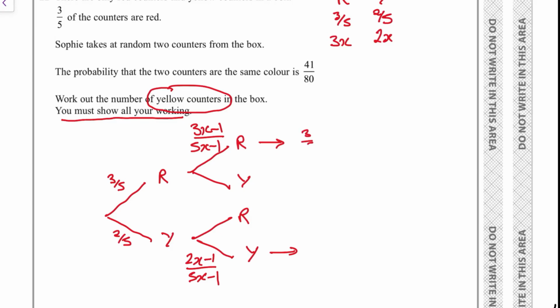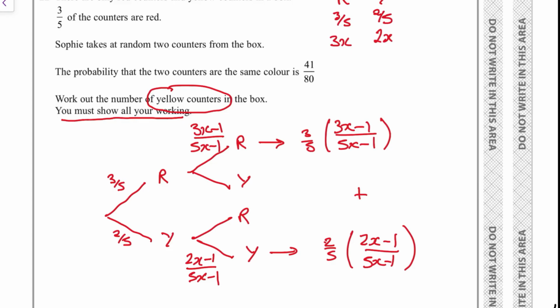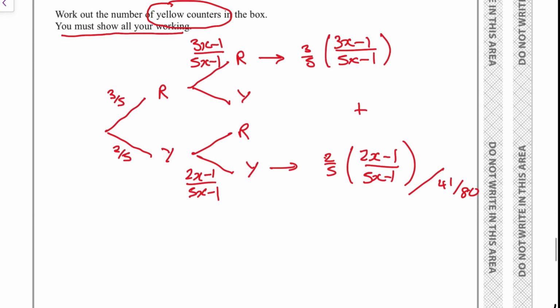So let's do that. So I've got 3/5 times (3x minus 1) over (5x minus 1). And this one is going to be 2/5 times (2x minus 1) over (5x minus 1). Add these together and I get 41 over 80. So basically it's now algebra. This is a pure algebra exercise.